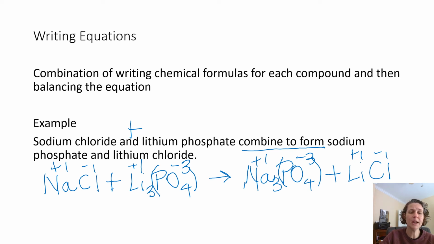So to balance this thing, start at the beginning. I have an Na, one of them. I have 3 Na's on this side. So I'm going to come back over here and put a 3. So my Na's are good. Now my Cl's, this 3 is going to apply to this Cl. So I have 3 Cl's on this side. Over on the other side, I just have 1.